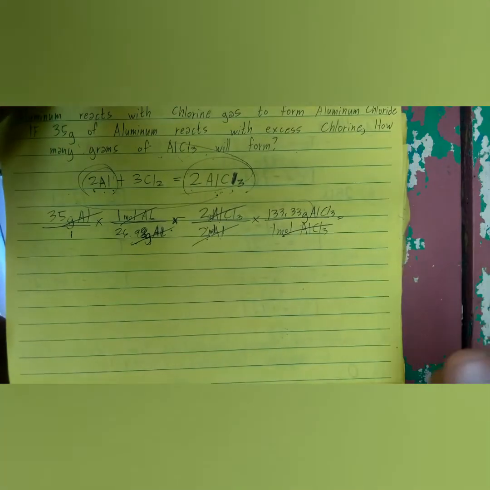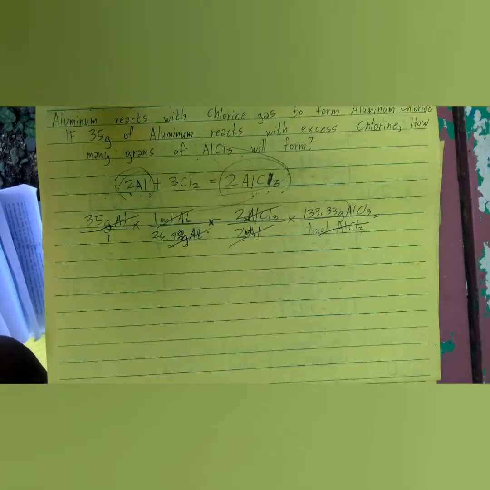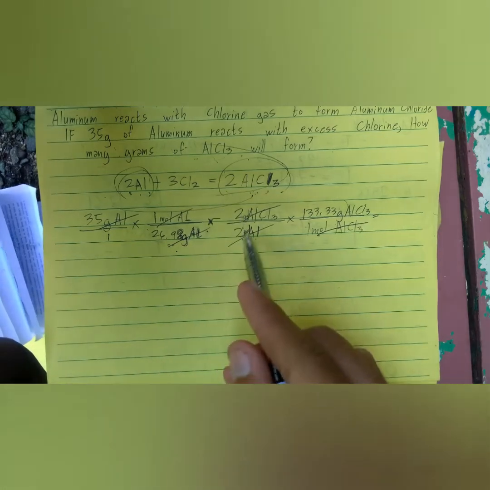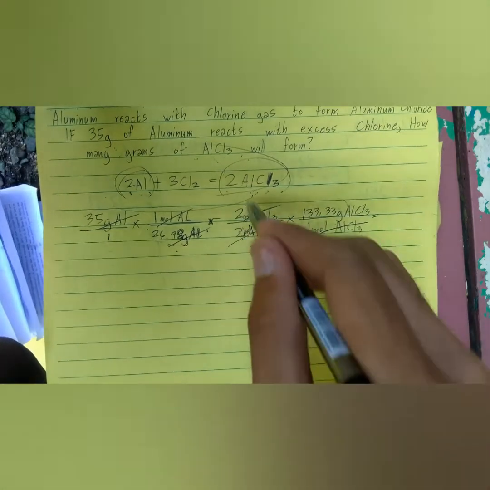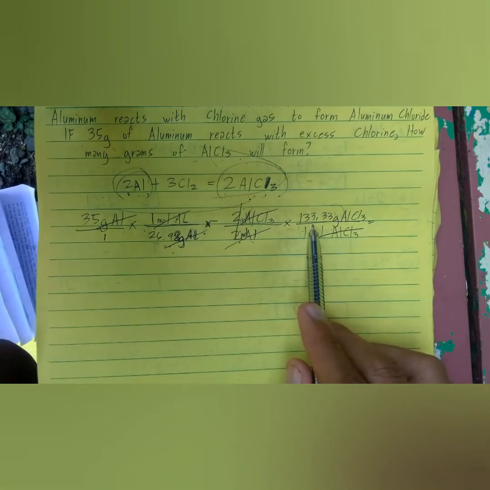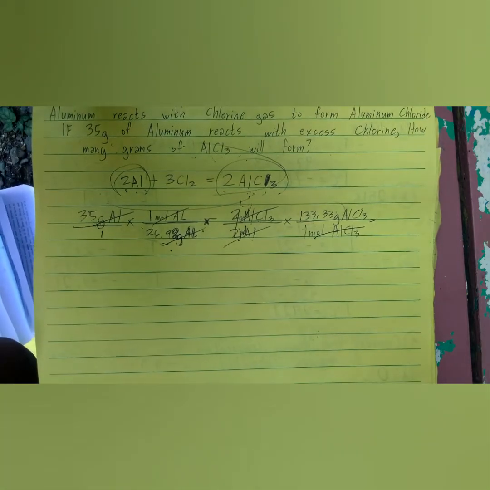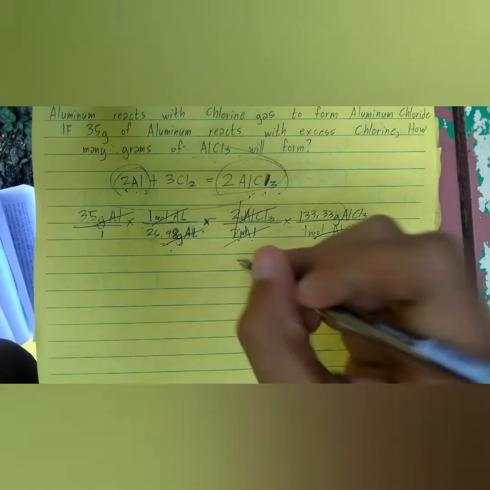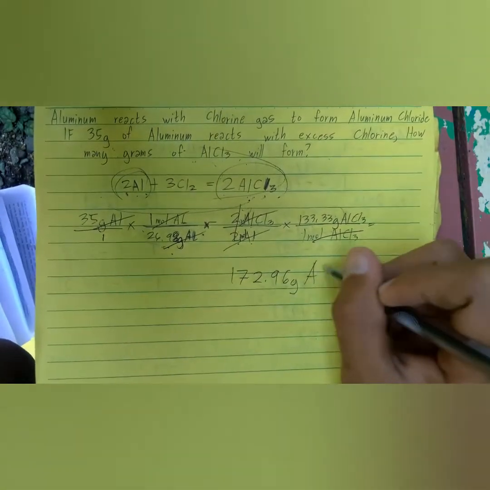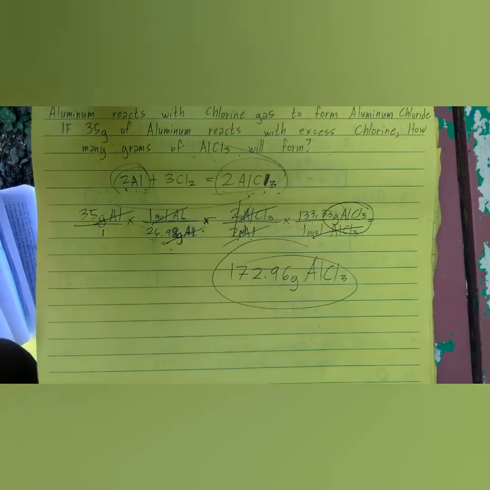Okay, now let's do the math. 35 divided by 26.98. We can just cancel this because 2 divided by 2 is 1. So 35 times 133.33 divided by 26.98 is equal to 172.96 grams of aluminum chloride. This is the unit you're going to use. So that's pretty much the answer.